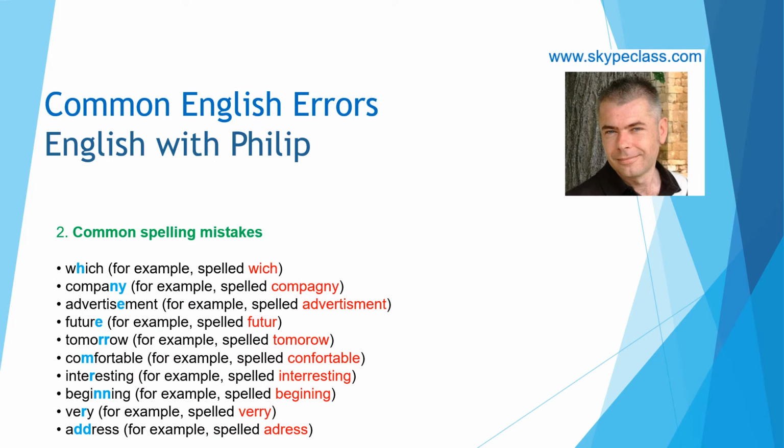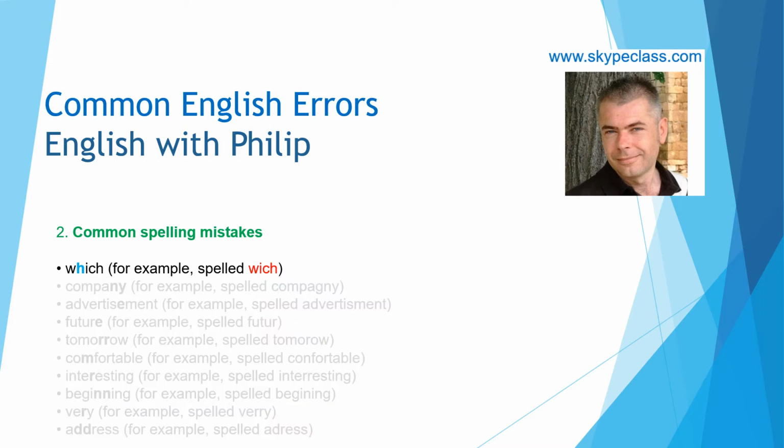The second error is common spelling mistakes. These words are spelt wrongly frequently by learners of English. Which, company, advertisement, future, tomorrow, comfortable, interesting, beginning, very, and address. Let's look at each one.